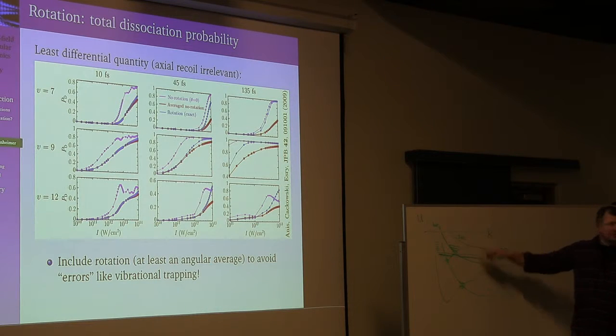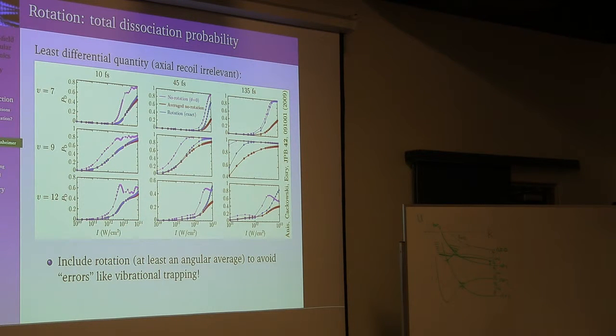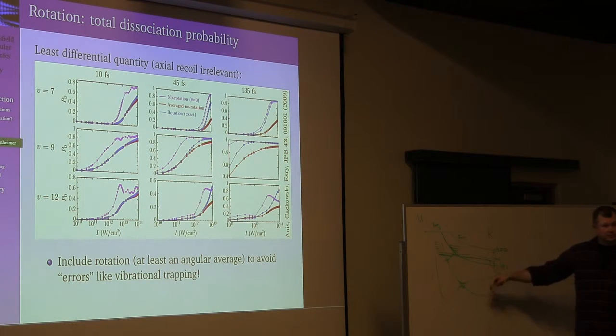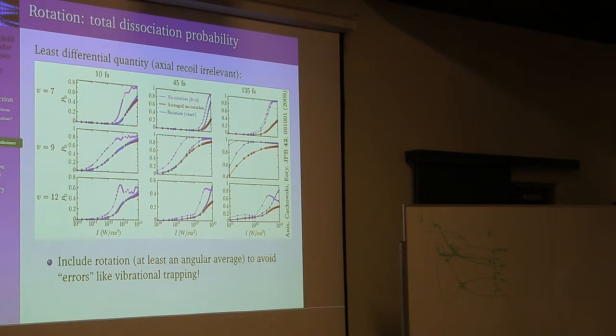By the way, in this picture, there is no angle. This picture is drawn assuming the molecular axis lines up perfectly with the laser polarization. Okay? And so, in a sense, we've done the same reduced dimensionality trick that we did to get this magenta curve. Okay? And so people expected vibrational trapping.